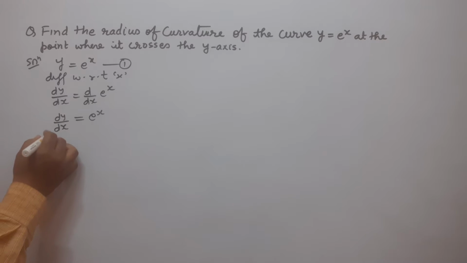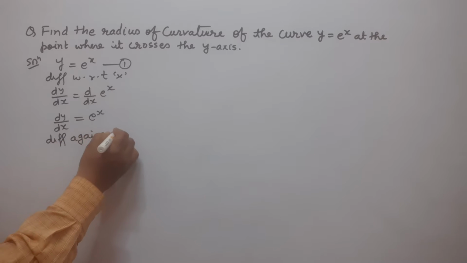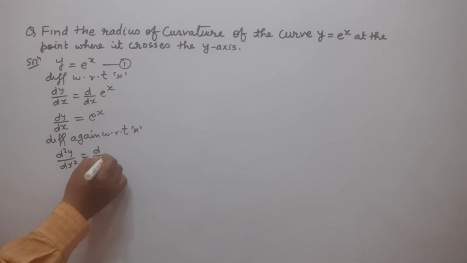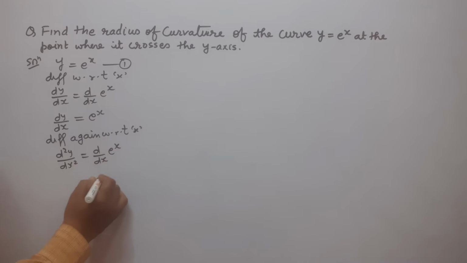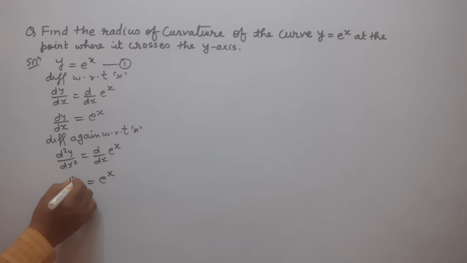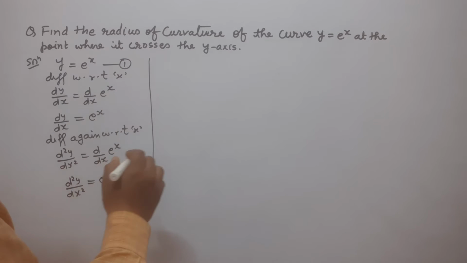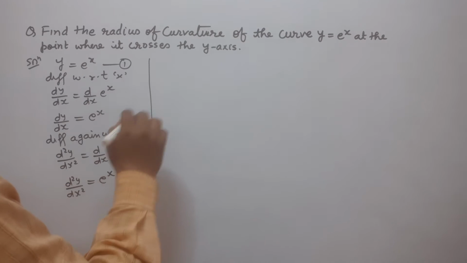Now we differentiate again with respect to x here. So we write this as d2y by dx2 is equal to d by dx of e to the power x. And differentiation of e to the power x with respect to x is e to the power x. This is d2y by dx2. Now we find that point at which this given curve crosses the y-axis.